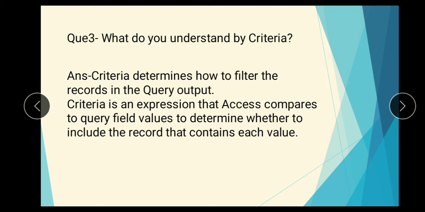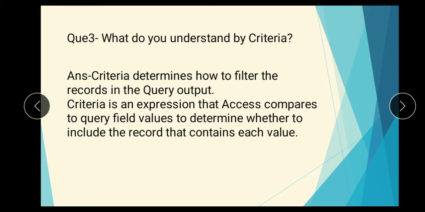Criteria means condition. You give a particular condition to find information in the database. Criteria is an expression that is compared to query field values to determine whether to include the record that contains each value. Through criteria you can give any expression or condition to determine a record from the database, in the form of a value or text.